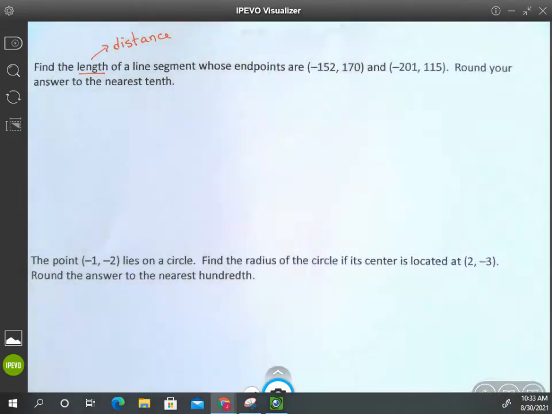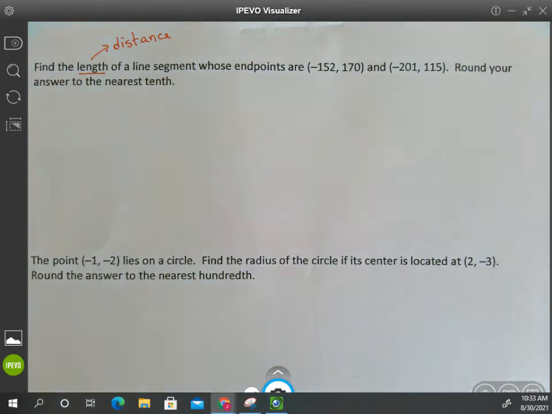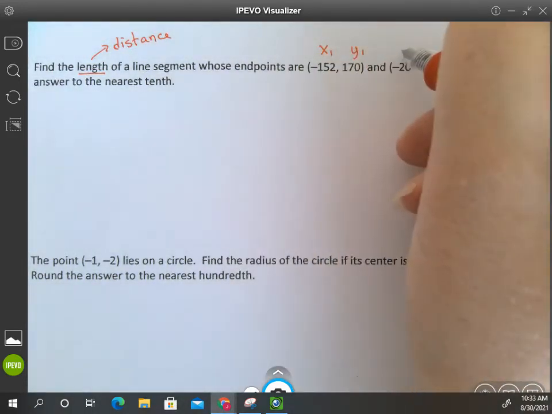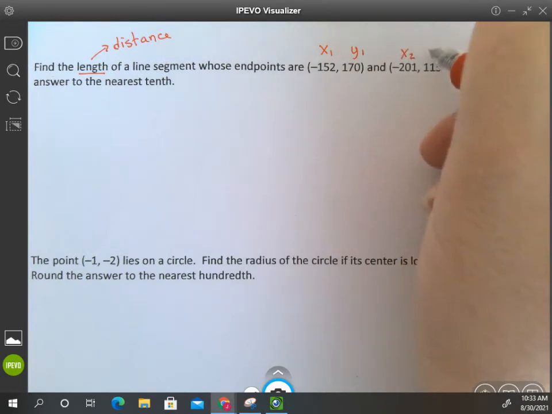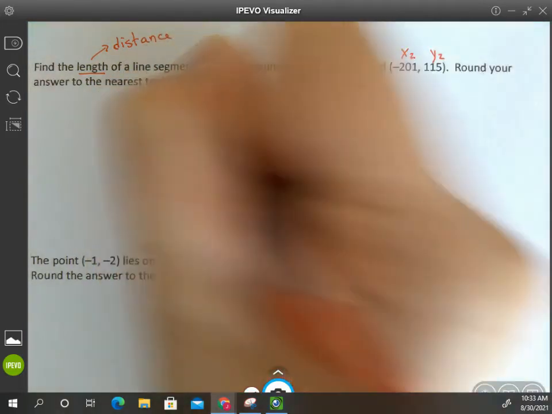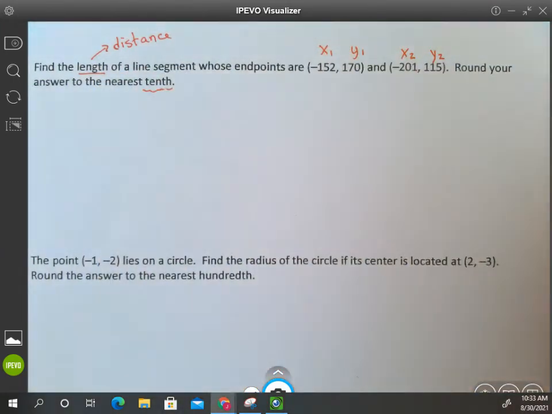So we have no idea what this looks like on the graph. I don't need to worry about it. I know that this is my x1, y1, and what's this? x2, y2. So again, the 1s and 2s have nothing to do with the numbers. They're just saying first point, second point. Round your answer to the nearest tenth. You need to follow directions and reread questions before we turn them in.